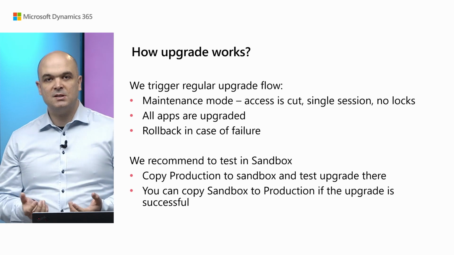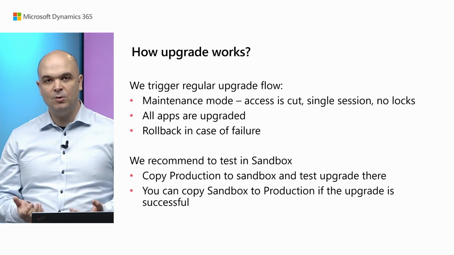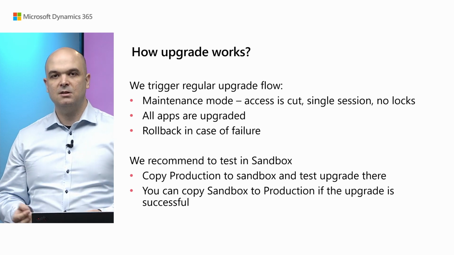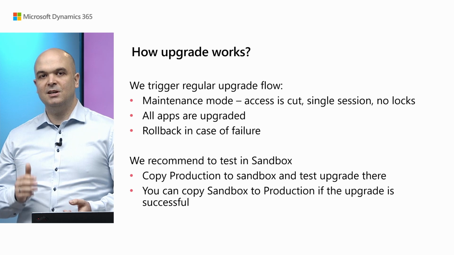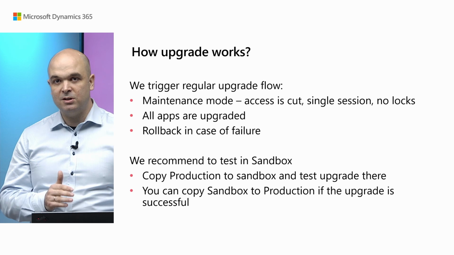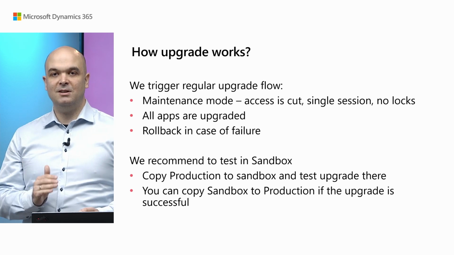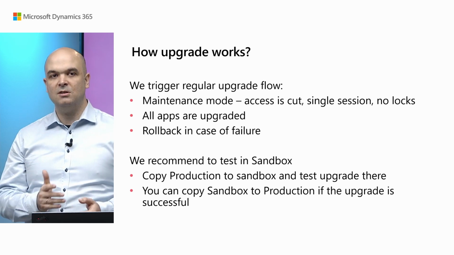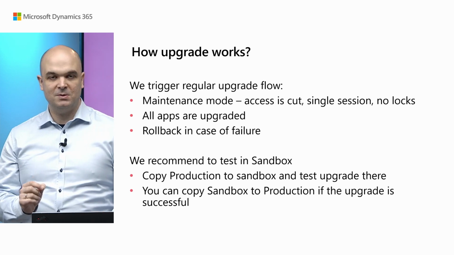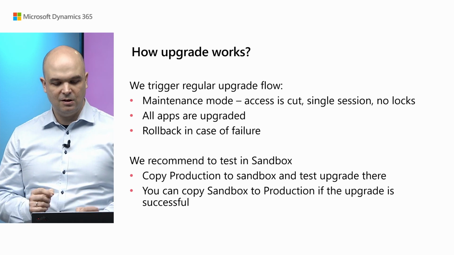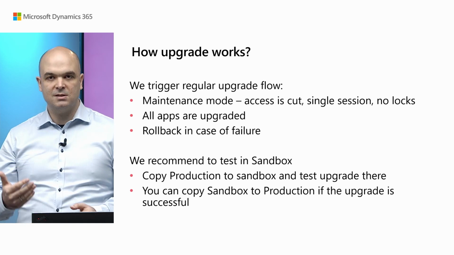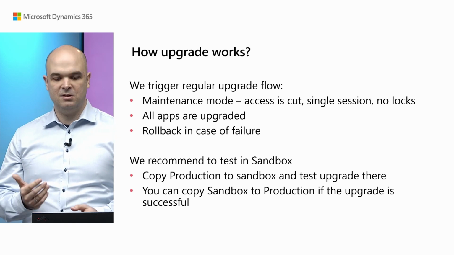Regarding how the upgrade works, we simply invoke the regular upgrade flow and we ignore the versioning, so we are going to run all of the upgrade code units. This also means that we are going to put the tenant into maintenance mode, as you have seen in the demo, cut the access, and make sure that there is a single session to prevent any database locks and to make sure that the upgrade is going to run smoothly. We are going to trigger the upgrade for all of the apps that are installed on the tenant. And in case of failures, we are going to roll back the data so you can delta sync or fix the data and invoke the upgrade again.